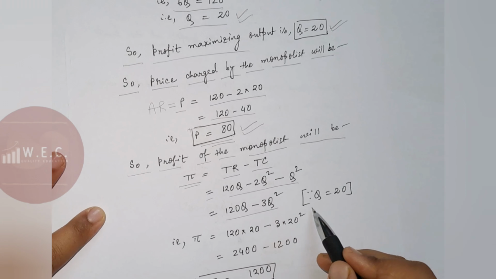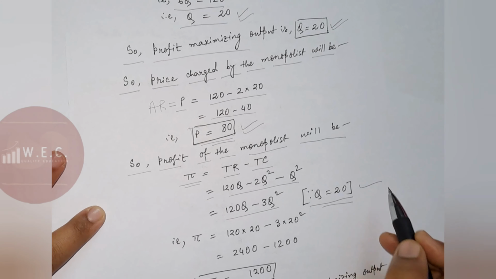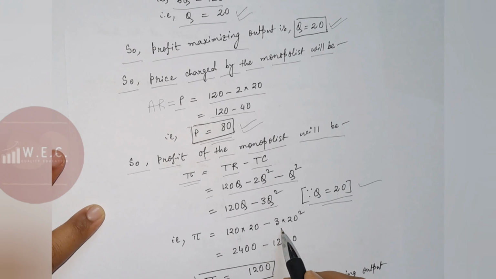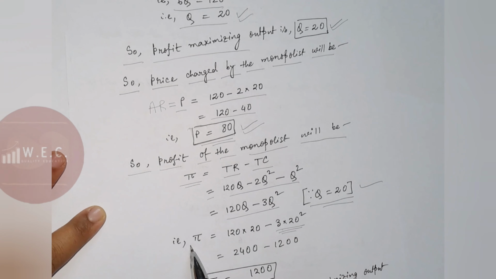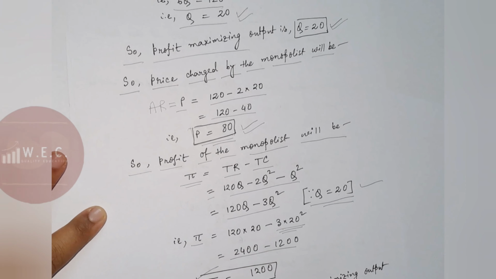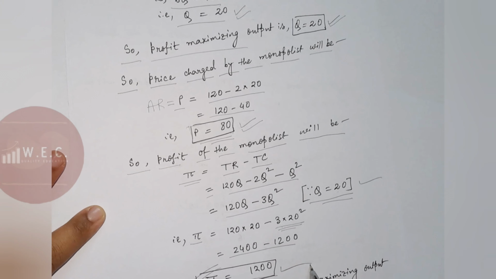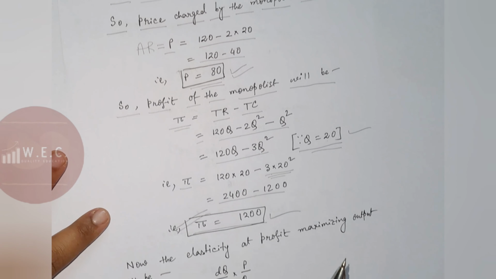So profit of the monopolist will be TR minus TC, pi equals to TR minus TC. TR you know 120Q minus 2Q square. So put the value of Q in its place. You will get pi, that is profit, and it will be 1200. Please see the derivation on screen.